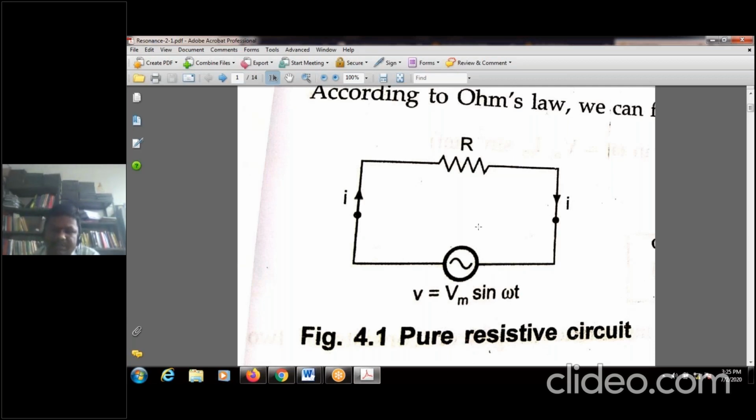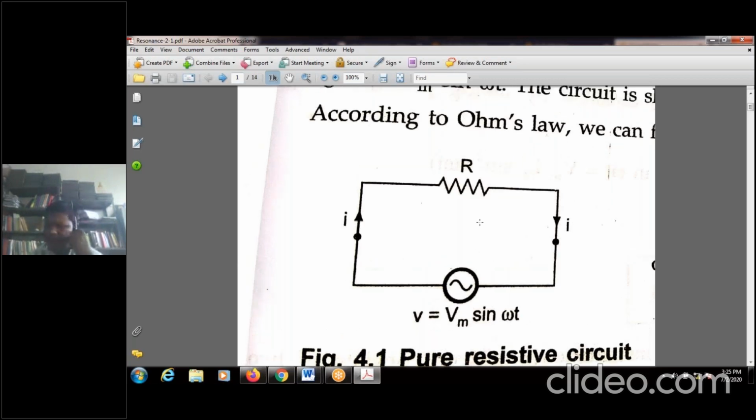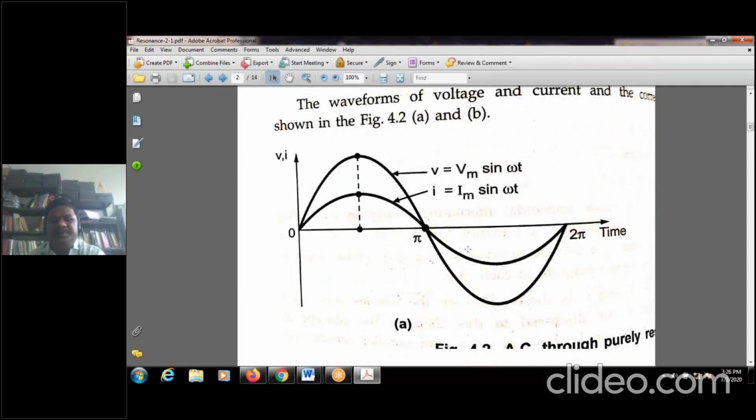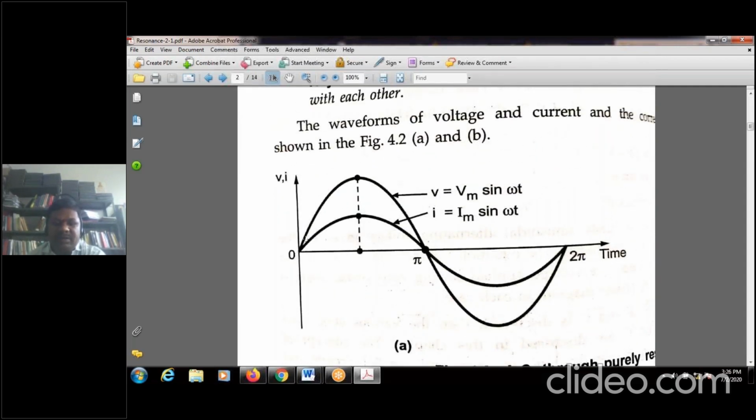Coming to the first element, the resistor. Already you know the resistor's properties with respect to sinusoidal input. Here we applied a sinusoidal voltage V equals Vm sin omega t. Now we observe the response. This graph indicates that the applied input and the resultant current are in the same phase. I is equal to V by R.